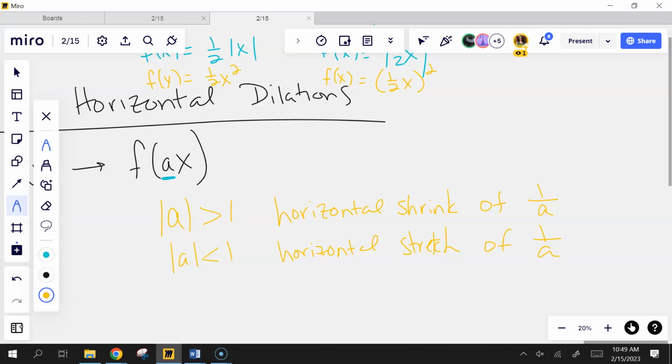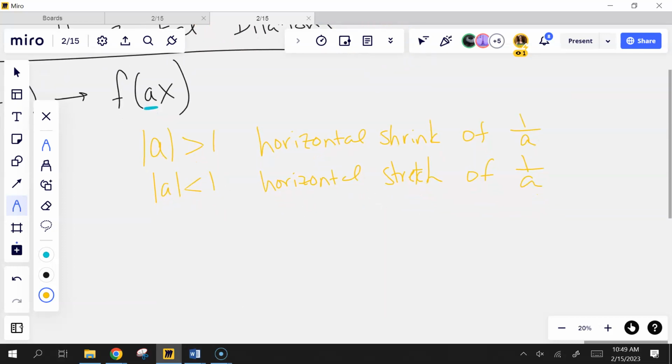Okay, so for example, if I had this, this is horizontal because it's hooked to the x, yes? And it's less than 1. So this is a horizontal stretch of, what do you think it's of? What's the stretch factor? The 1 over A just means flip it, of 2.